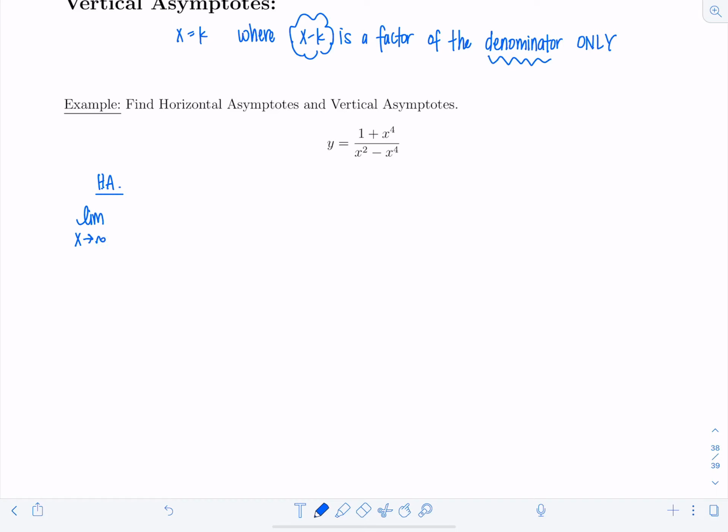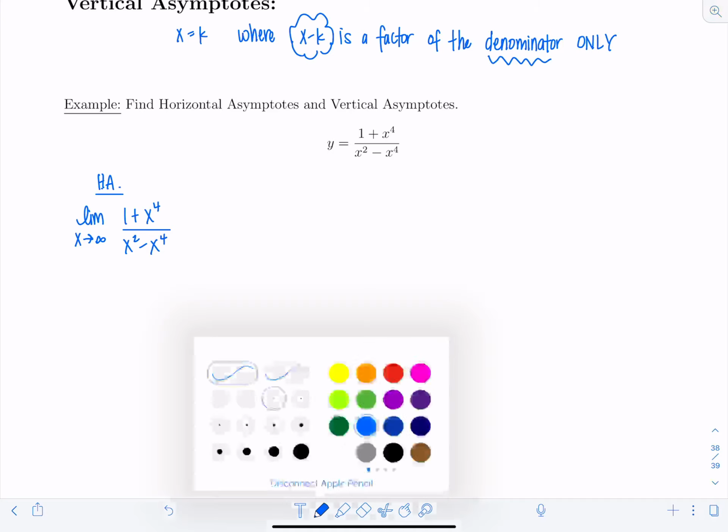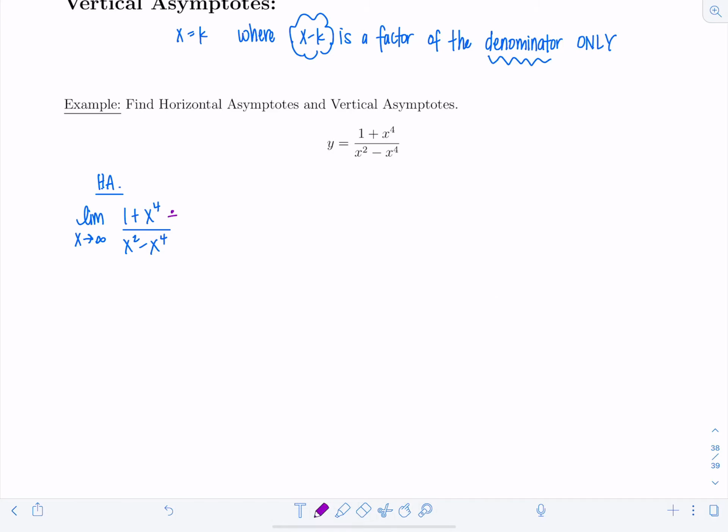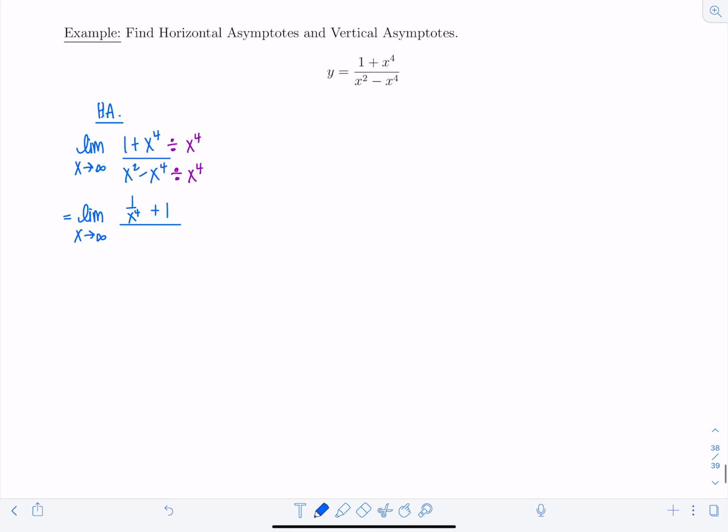So I've got the limit as x approaches infinity of 1 plus x to the fourth over x squared minus x to the fourth. So now I want to divide by the degree of the denominator, so I'm going to divide by x to the fourth. And let's see what we have here. So I have the limit as x approaches positive infinity. In the numerator, I'm going to have 1 over x to the fourth plus 1, over, this is going to be 1 over x squared minus 1.